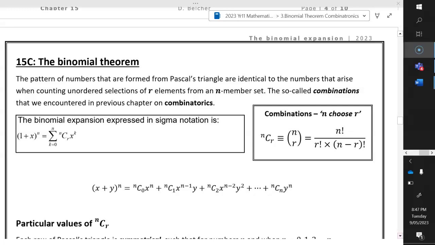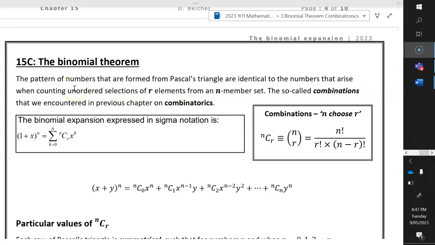Hi, this video relates to 15C, the binomial theorem. So this is going to relate back to our combinatorics, where we looked at combinations, or nCr. So let's read the notes first.